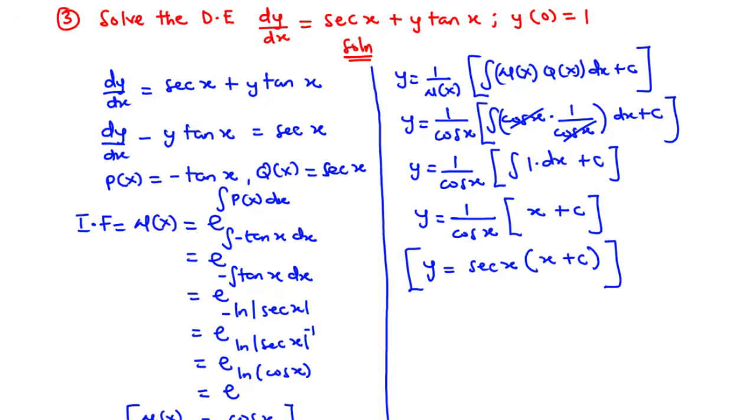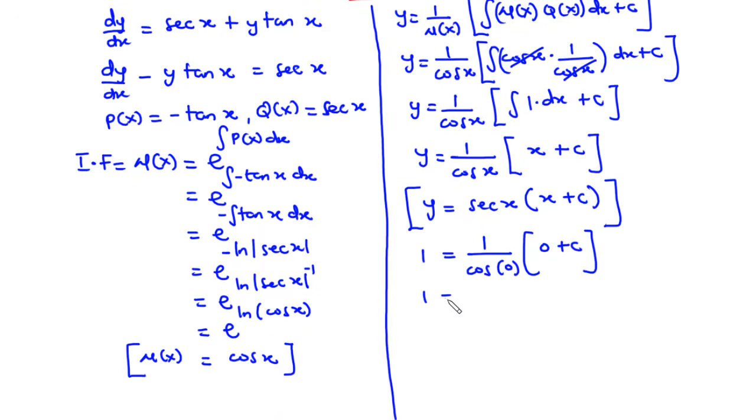Now for the initial condition given, y of 0 equals 1, y equals 1, x equals 0. So we are going to plug in the values here. So we have 1 equals, now this is sec x. We are going to move one step backwards, and then we have 1 over cos x. So that is 1 over cos 0 all times 0 plus c.